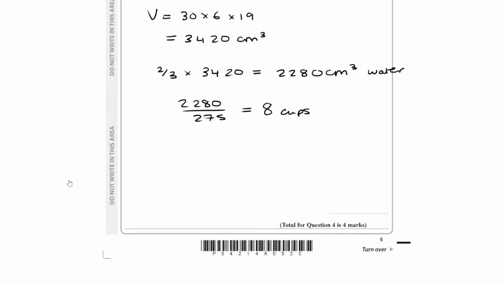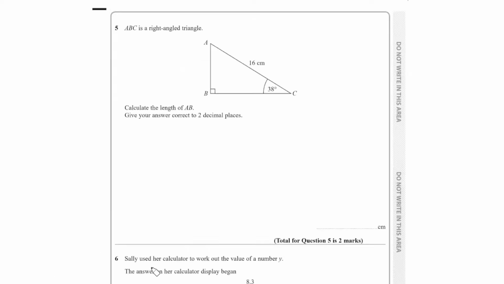And that's a 4-mark question, yeah. So 8 would be your answer. Yeah, just double check the question, exactly.